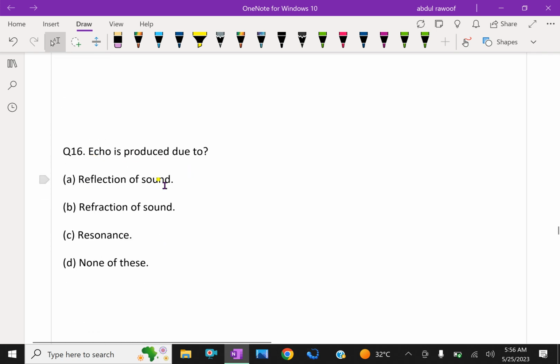Echo is produced due to reflection of a sound, refraction of a sound, resonance, none of these. Here, echo is produced by reflection of sound. Suppose you are in front of a big mountain, you make a sound. In front of you, a very big hindrance is there, so it reflects the sound. That is in front of a big wall or a mountain or very big hindrance.